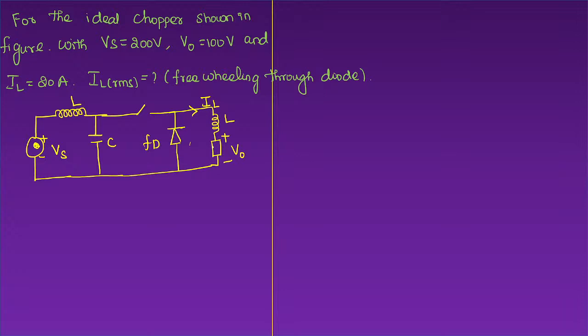Knowing everything is very important. Whenever you are discussing current, think about inductors, because the inductor helps us get continuous current. When we are discussing voltages, you should keep your attention on the capacitor, because the capacitor helps us maintain the output voltage constant. The inductor helps us maintain the output current constant, ripple free.